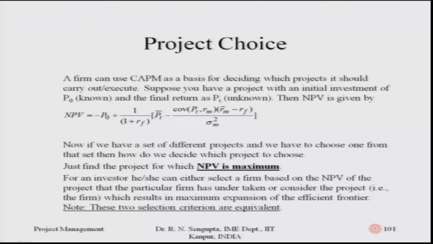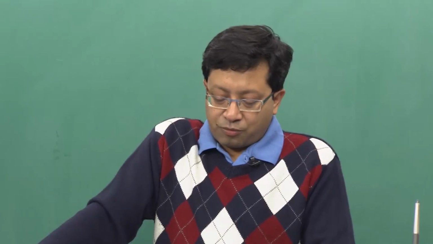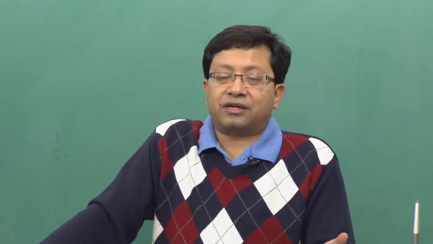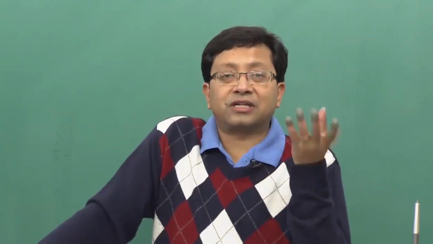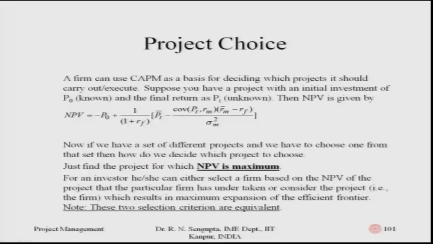Suppose you have a project with an initial investment of P naught, which, as I mentioned in the last two slides, is known beforehand because you are trying to invest, and suppose the final price PT at whatever time period it is, is unknown. Then the net present value is basically considered the expected value of the overall project as of now, and is given by the difference of two terms. This P naught is negative because that is the overall outflow of money from my pocket considering I am investing, and the second term is basically the value of the project depending on the price which I expect at time t is equal to T.